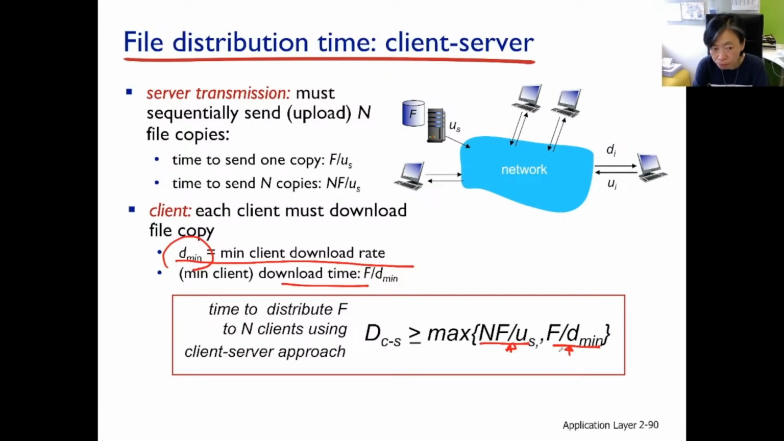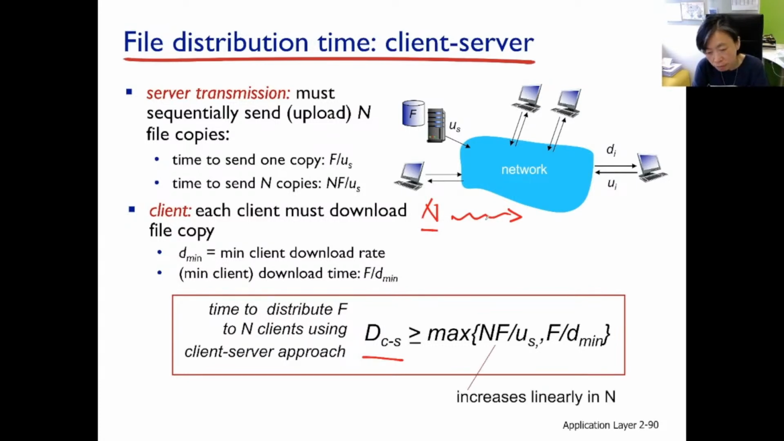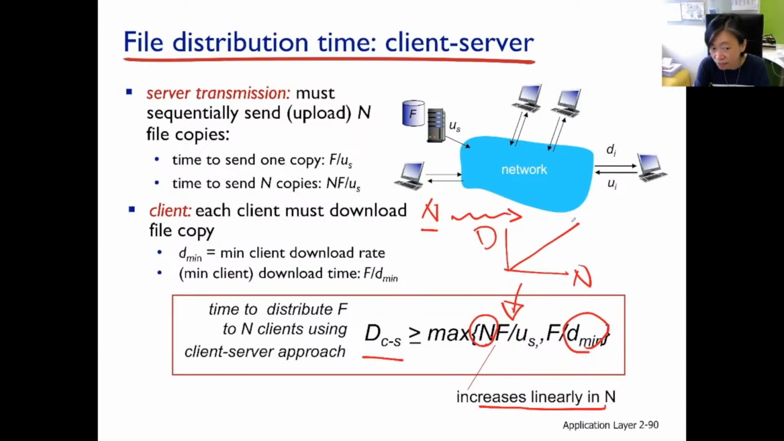Now consider an N that's increasing over time. Let's talk about the scalability of the system: how does the file distribution time scale with N increasing? This term suggests the overall distribution time will increase linearly in N, while the minimum downlink bandwidth might not change all that much. So potentially the overall delay, as we increase N, is growing like this.